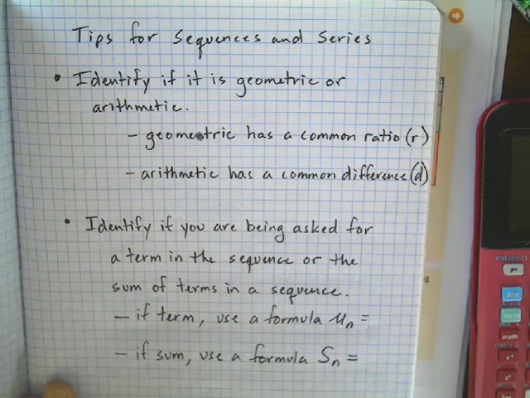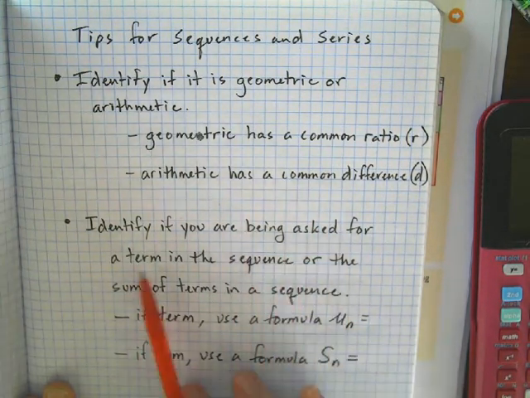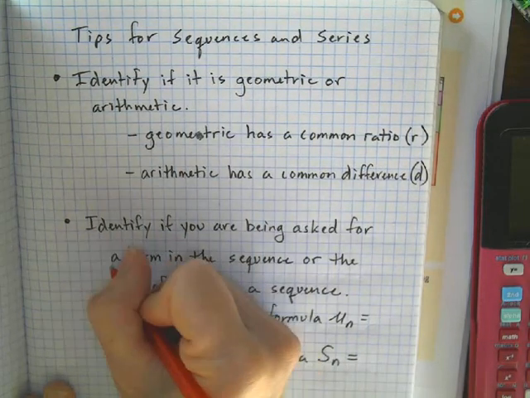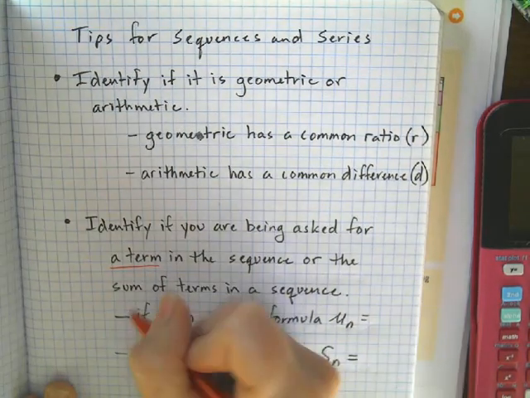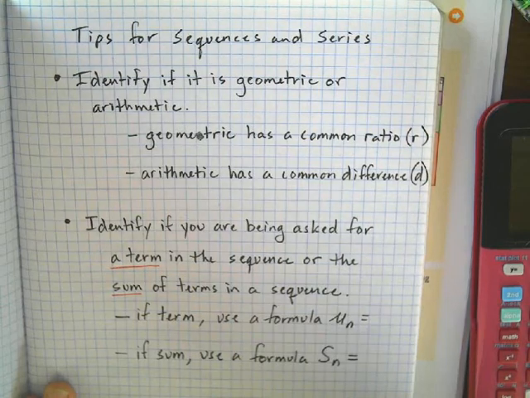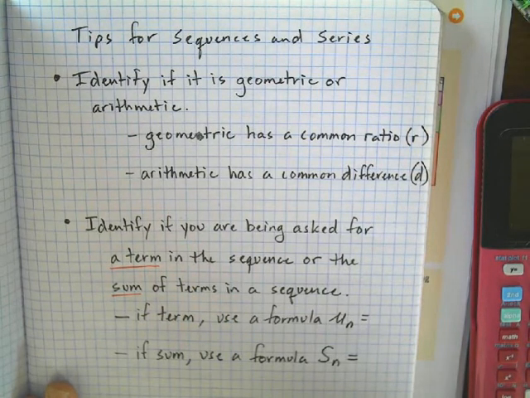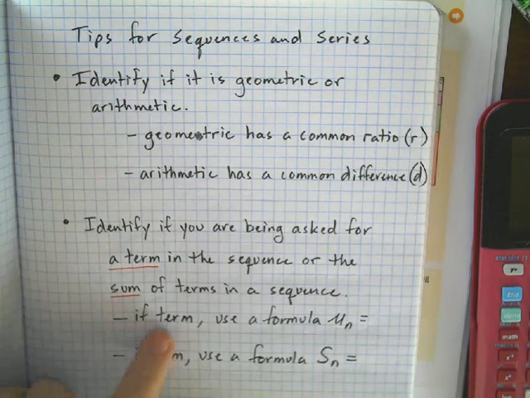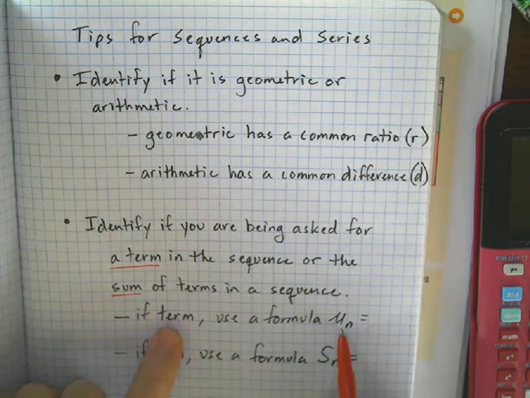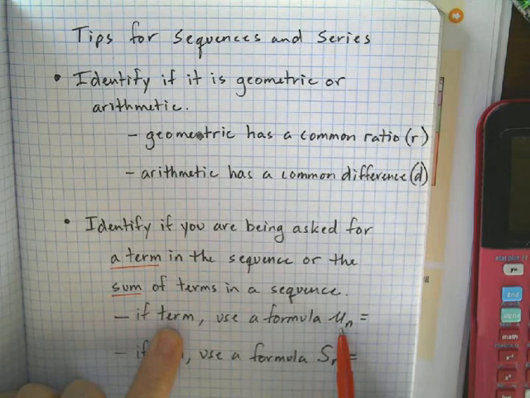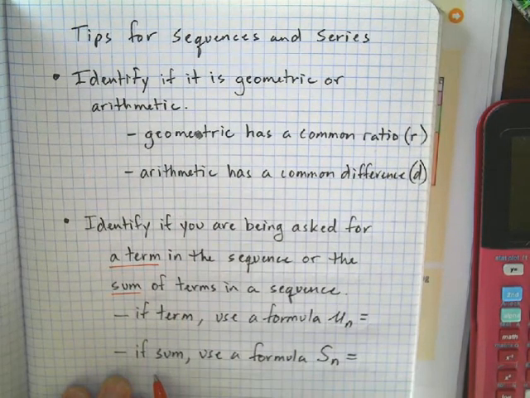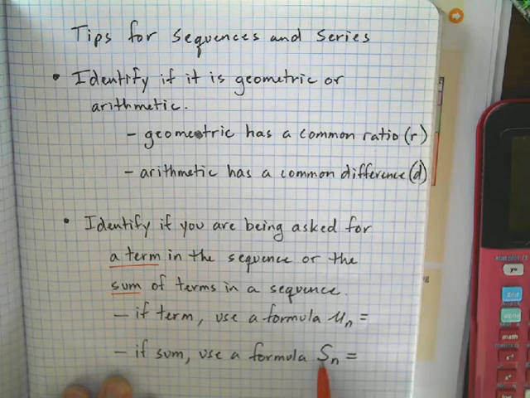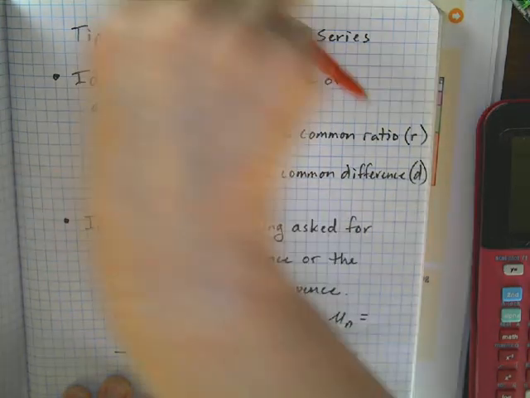Then, next, identify if you're being asked to find a term in a sequence, or if you're finding the sum of the terms in a sequence, because there are different formulas depending on what you're being asked for. If you're asked to find a term, you're going to use one of the formulas that starts with U sub n. And if you're being asked to find a sum, you're going to use one of the formulas that starts with S sub n. Okay, so back to the formula sheet.